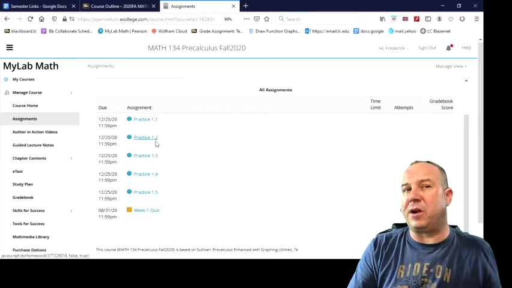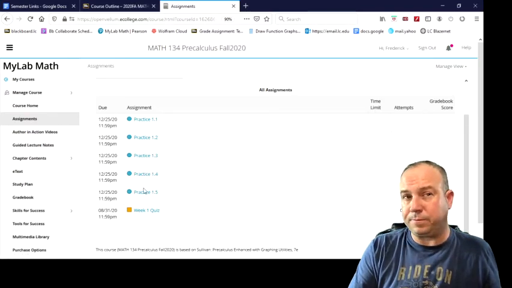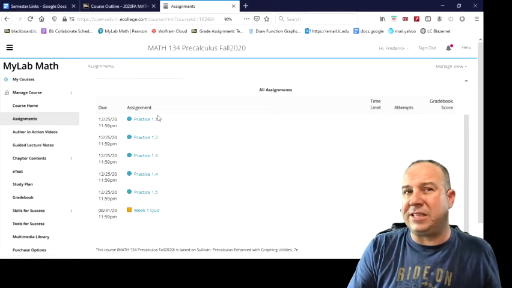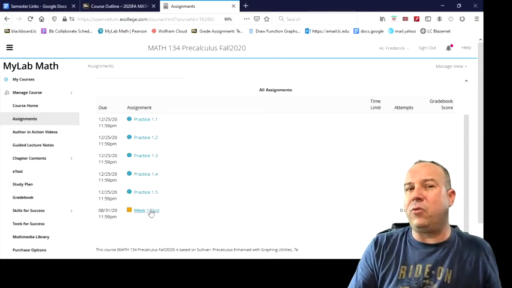We are going to just spend our time really trying to focus on 1-2 and 1-5 in class this week, but all 5 are going to be held accountable for. These others are review, so make sure that you're spending a little time in all 5. And then that week 1 quiz will be due on Monday.